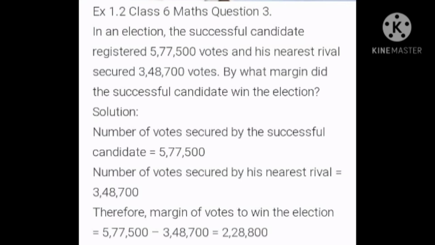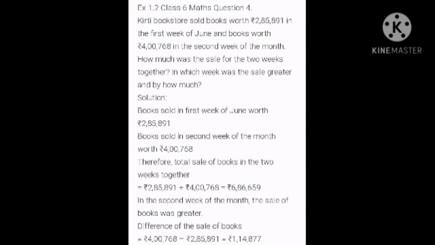Successful candidate has 5,77,500. The other one has 3,48,700. What you are going to do? You are going to subtract both. 5,77,500 minus 3,48,700 gives you 2,28,800.